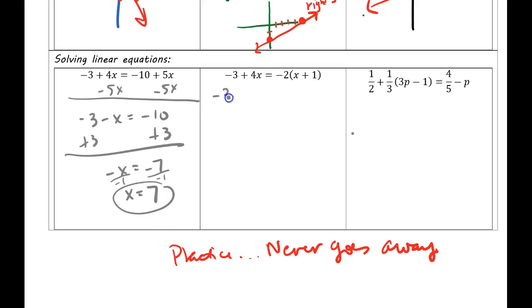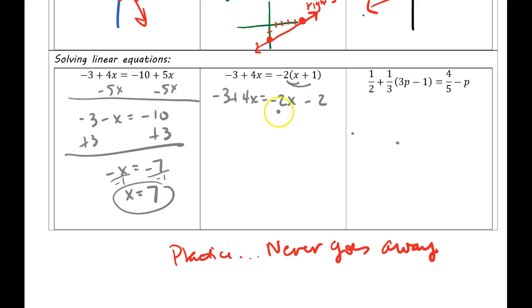Here, this is almost the same exact problem, except there is an added step of distributing. And be careful distributing. Make sure you take that negative 2 and you multiply it by both the x and a negative 2 times that 1. Now it looks just like this problem on the left.